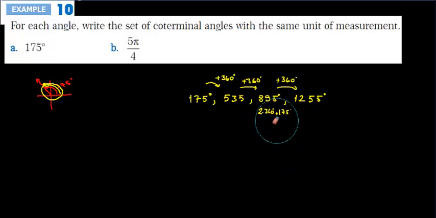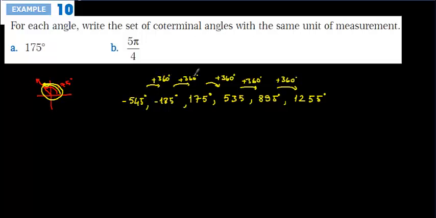We have positives here. The negatives are also possible. If we come to the left side, we subtract 360 degrees, so this angle is 360 less than the previous one, and it's going to be minus 185 degrees. The difference between them is again 360 degrees. If you continue, it's minus 545 degrees, and again when you add 360 degrees to that one, it should be okay. Now I think we understood coterminal angles. The difference between coterminal angles is 360 degrees.